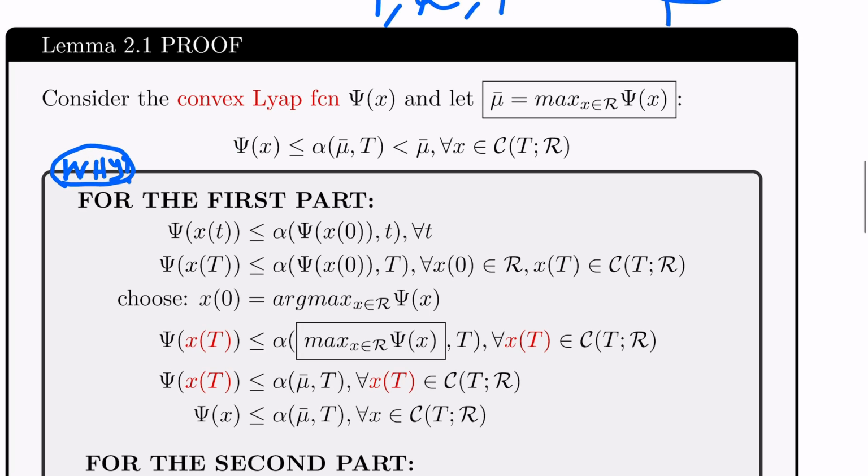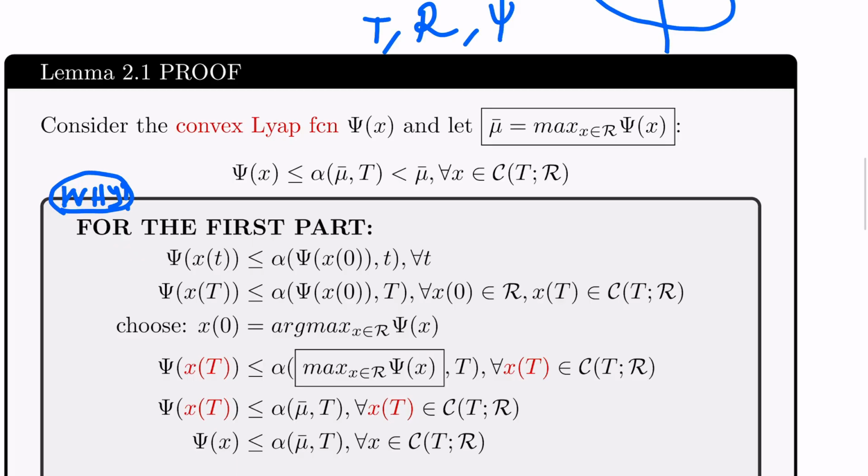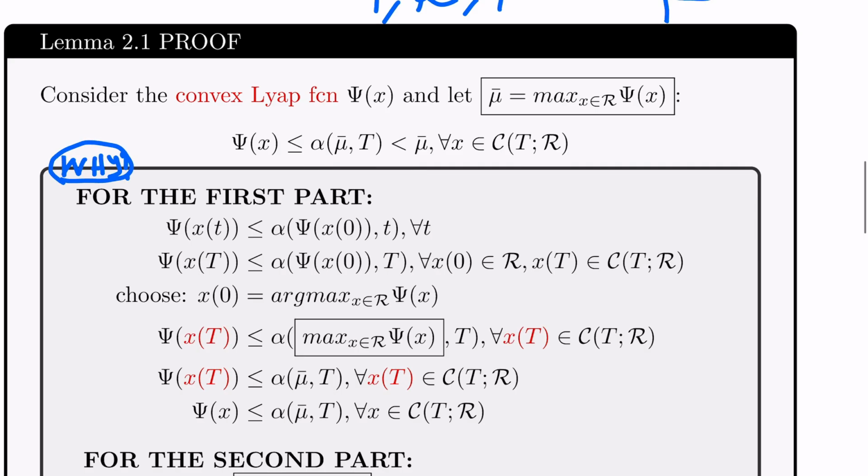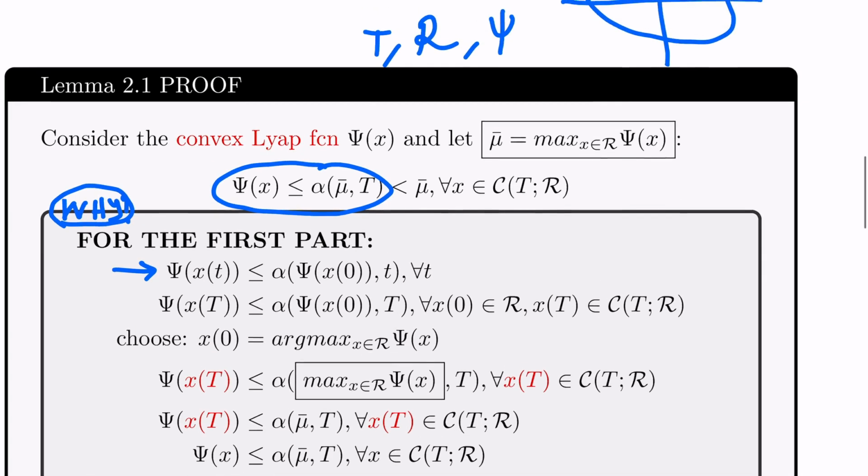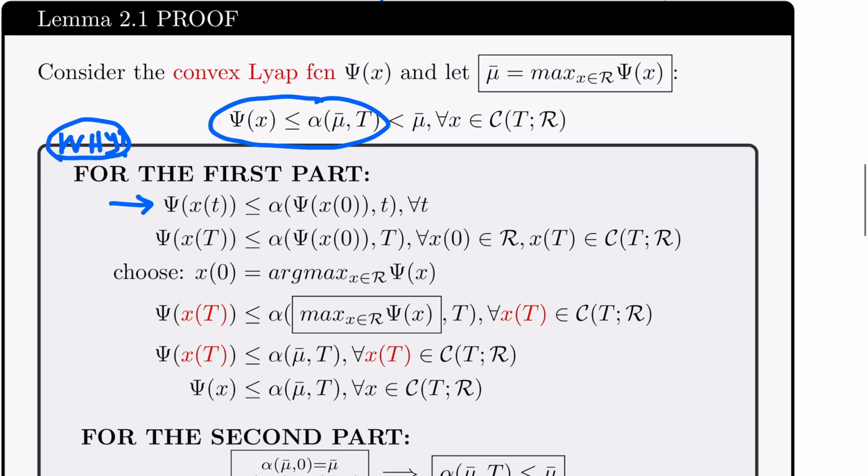So again, let's take it from the top. Consider the convex Lyapunov function psi, and here we have this variable. We introduce mu bar. We write that. Why are we able to write that? Let's discuss it. For the first part, and when I say first part, I mean that part, this comes from the definition of Lyapunov function. Like literally, we wrote this. You can just check and see. And okay, and here, for example, maybe you should write something like this. Okay.